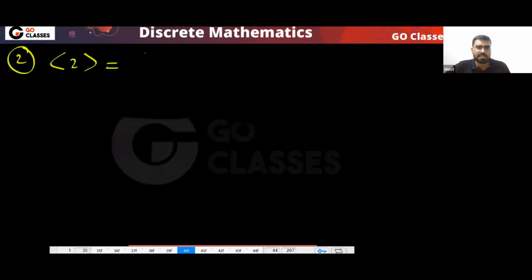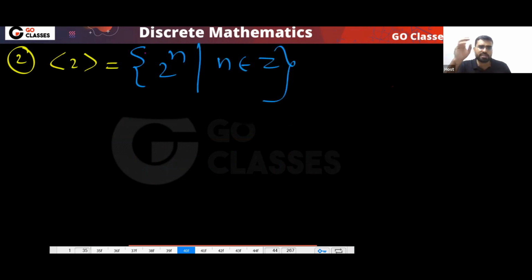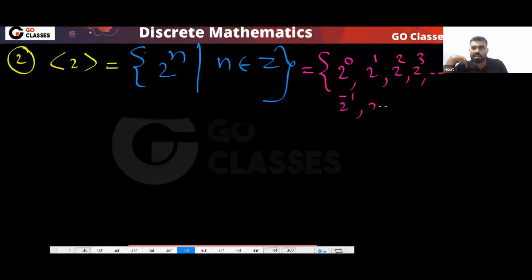Okay, next, let's say the subgroup generated by 2. Now notice what will happen. Remember the definition says 2 power n where n is an integer. But the definition says that you have to check 2 power 0, 2 power 1, 2 power 2, 2 power 3 and so on. You have to check 2 power minus 1, 2 power minus 2, 2 power minus 3, and so on. This is what you have to do.